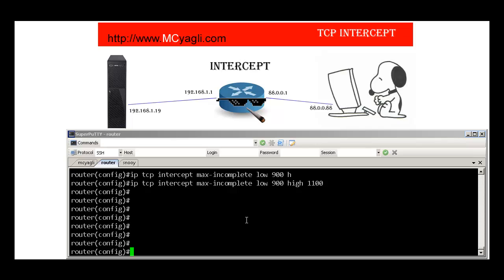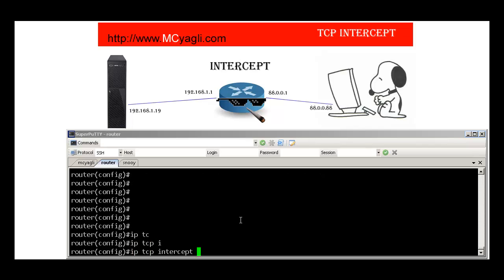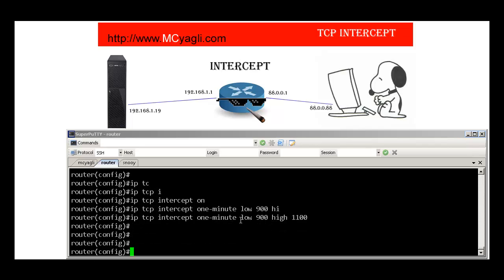Yes. So step 4, I will define another 2 thresholds. Again, first let me type the command, then I'll explain. ip tcp intercept one-minute low 900 high 1100. What it means is when the number of half open sessions within the last minute exceeds the high threshold, the router drops them until it goes below the low threshold. That's it.